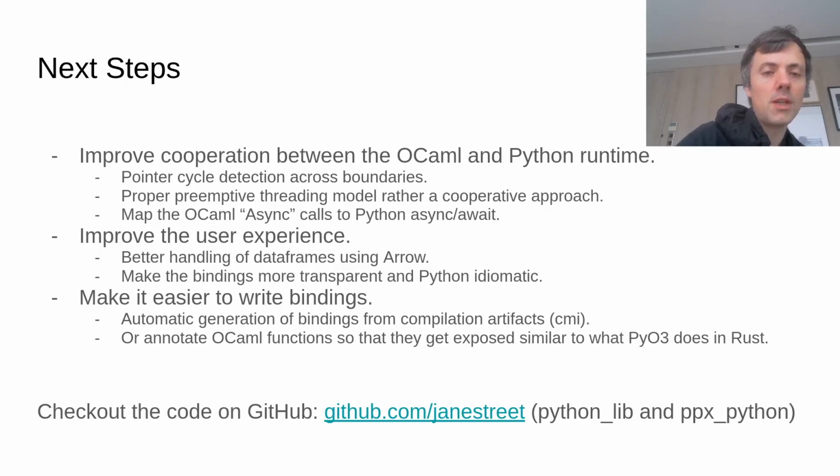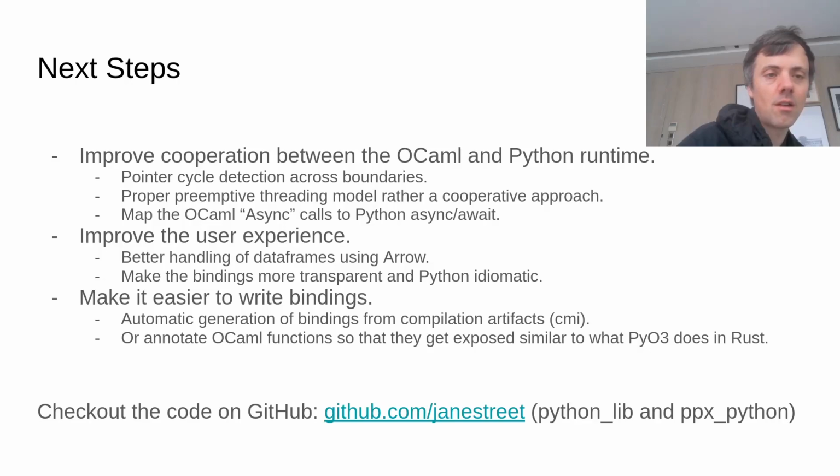So there are probably two ways to improve on that. One of them would be to accept that the code that you generate is not very Python idiomatic, and then have a Python layer that would, on top of it, do the conversion to make it nicer on the Python side. The benefit of this approach would be that it would be easier for users to hack around, and if they don't like the conversion glue that we added on top of the OCaml function, they would just be able to copy and paste the code and tweak it.